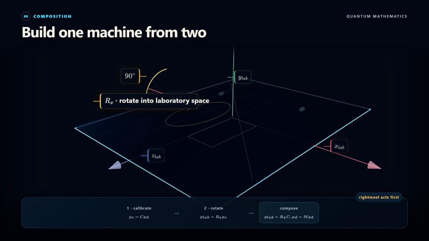But substitution joins those lines. Replace P calibrated in the second equation by C P sub D. The result is P laboratory equals R sub X times C P sub D. The two matrices fuse into one product, M equals R sub X times C. This product is not merely a shorter calculation, it is a new transformation that performs the entire two-stage geometry in one action. Reading from right to left tells the story. C acts first, R sub X acts second.